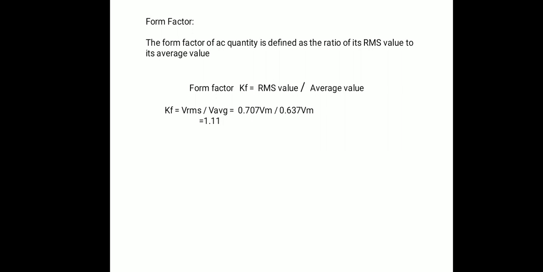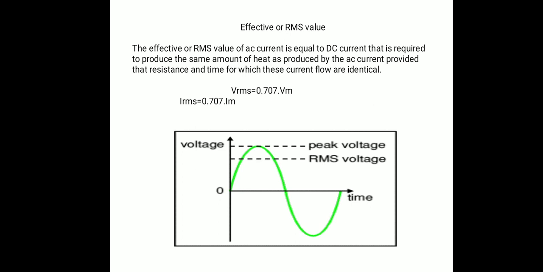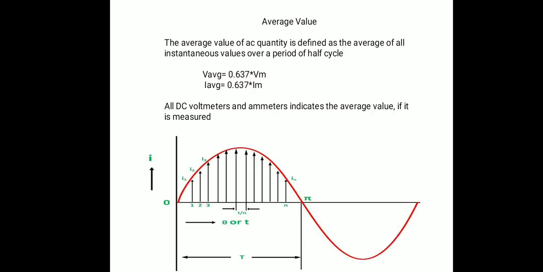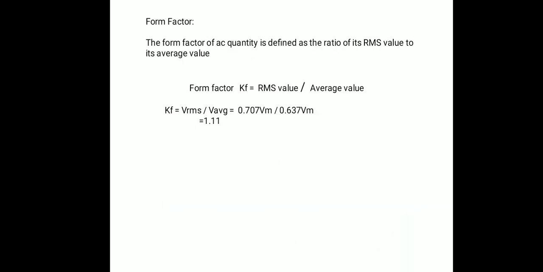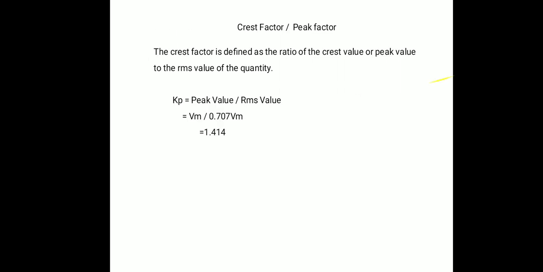So Kf is equal to Vrms upon V average, which is equal to 0.707 Vm upon 0.637 Vm. The RMS value is 0.707 Vm and the average value is 0.637 Vm. So Vm gets cancelled, and 0.707 upon 0.637 gives us the constant value 1.11. Crest factor or peak factor.